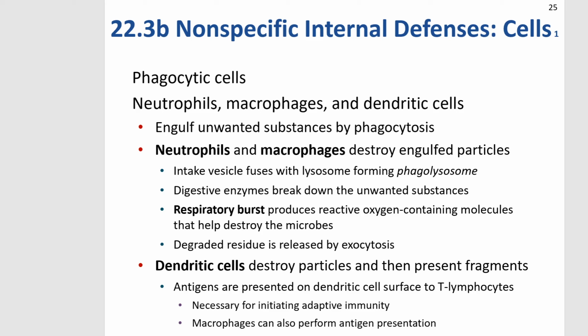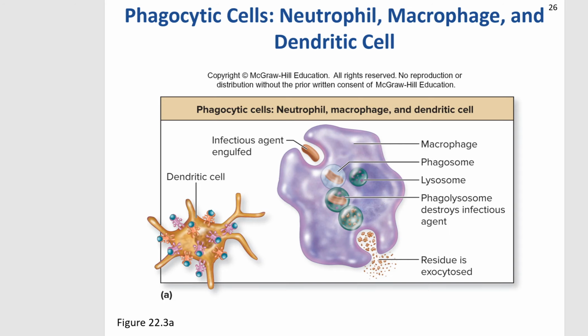The phagocytic cells, the neutrophils, macrophages, dendritic cells. Again, so neutrophils, macrophages destroy engulfed particles. Respiratory burst produces reactive oxygen containing molecules that help destroy the microbes. So these ones are responsible for just basically destroying these microbes. Okay, neutrophils and macrophages. Dendritic cells destroy them and present the fragments to the surface of T lymphocytes, to talk about in a minute. It's part of the adaptive immunity.